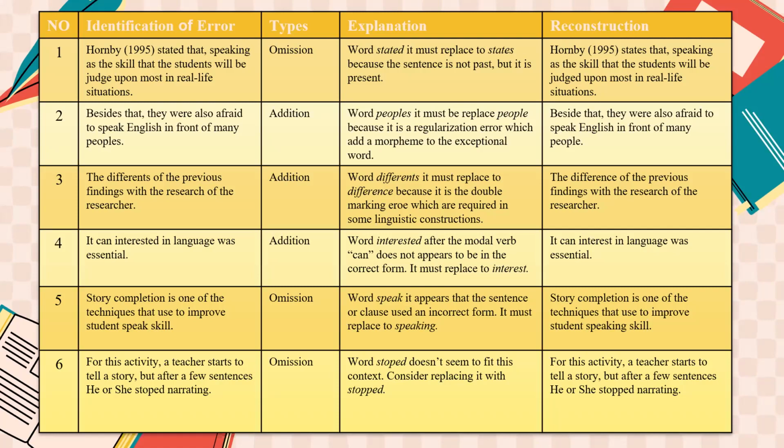It must refer to interest. So the reconstruction is: it can interest in language was essential. Number 5 is: story completion is one of the techniques that used to improve students' speak skill. This is type omission. Why? Because the word speak, it appears that the sentence or clause uses an incorrect form. It must be replaced with speaking.